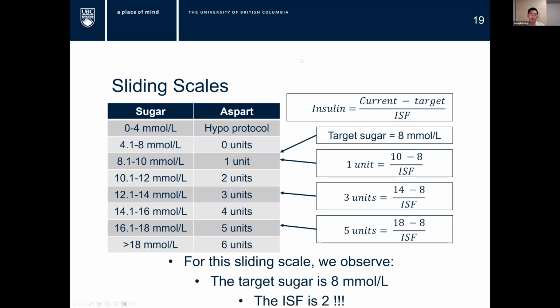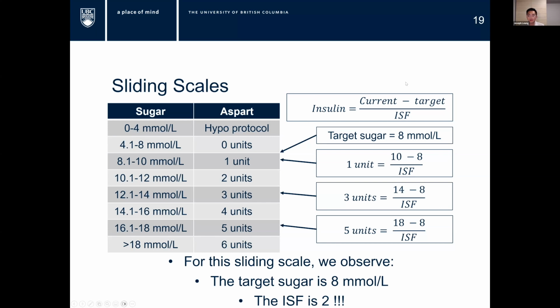Okay, so now during this last part of this talk, I want to talk about sliding scales a little bit. So I want to present you with this particular sliding scale where the blood sugar is down one side and how much insulin we may dose. So in this sliding scale, what you notice is that there's a target sugar here. It's 8 because it's really starting above 8 where we might give them some insulin.